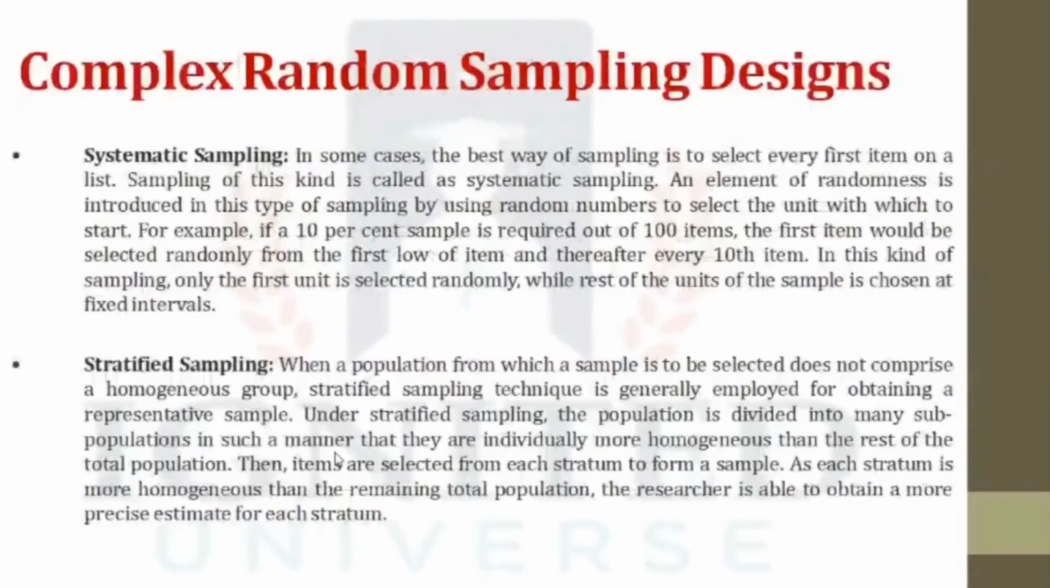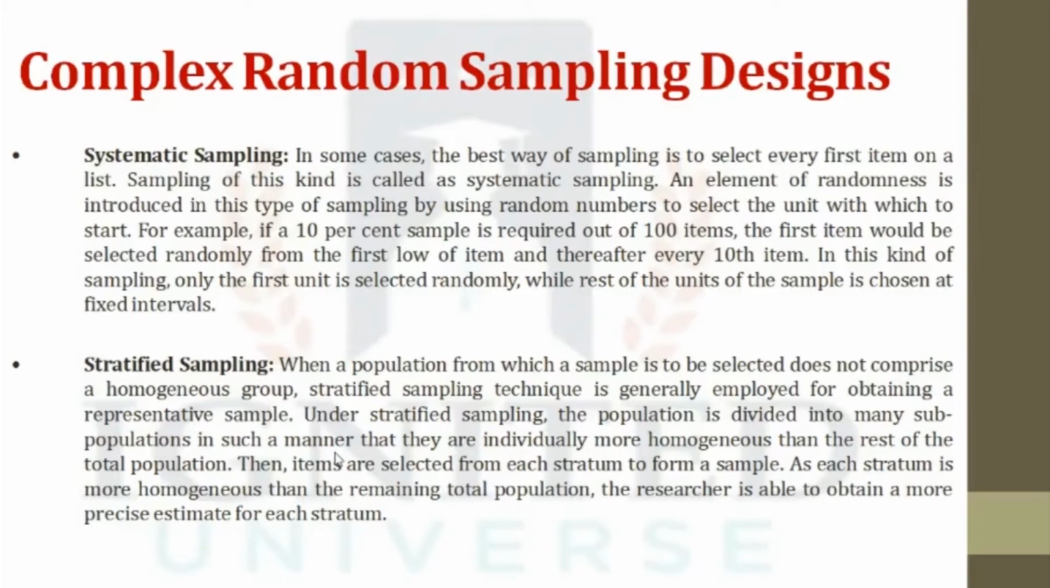The very first in complex random sampling designs is systematic sampling. In systematic sampling, the randomness is only with respect to the first element of the sample. Then, after regular steps, a sample is selected, and hence the name systematic sampling. For example, if a 10% sample is required out of 100 items, then the first item would be selected randomly from the first 10 items, and thereafter every 10th item will form a component of the systematic sample.